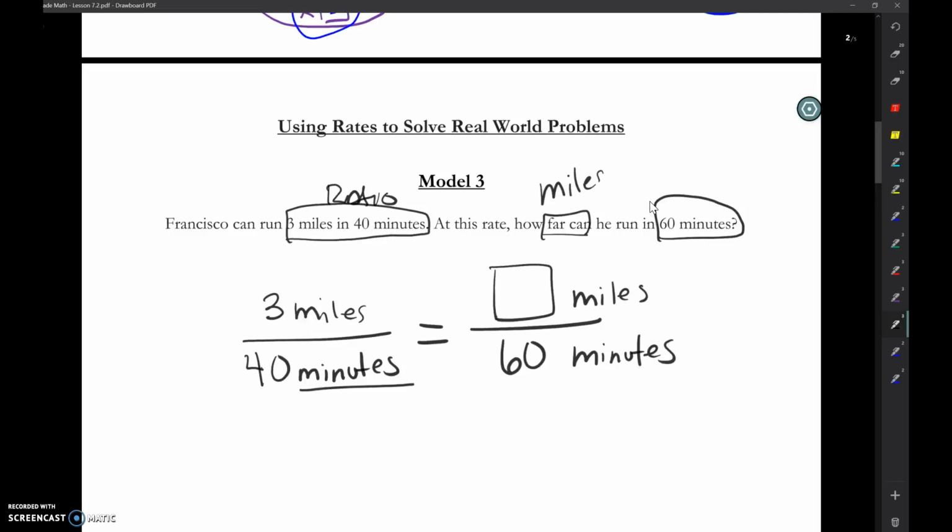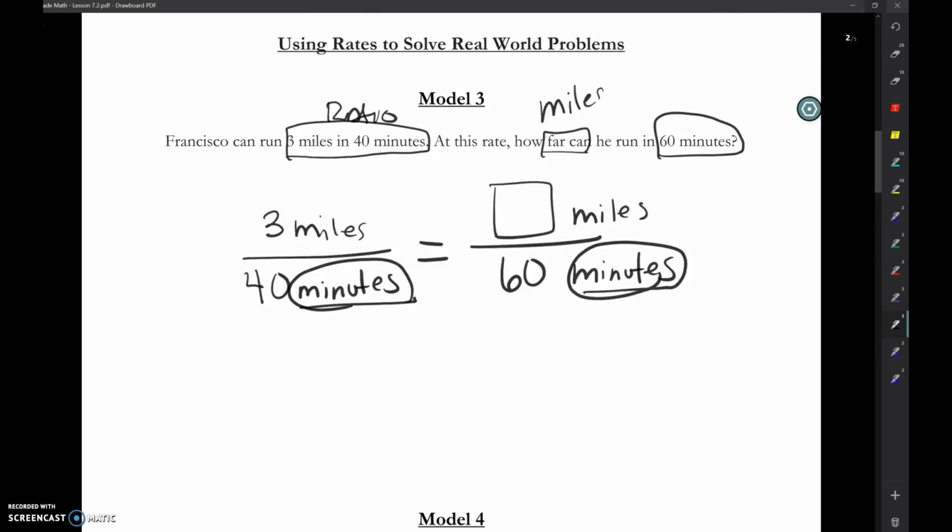Because minutes are here and minutes are down here. Everybody see the minutes and the minutes. Now this is a very tricky problem, because it's not easy just to go, okay, 40 times what number equals 60? 40 times 2 is 80, so it's not times 2. So we use a strategy called cross multiplication. And so I'm going to multiply the 3 and the 60. So I'm going to multiply this way.